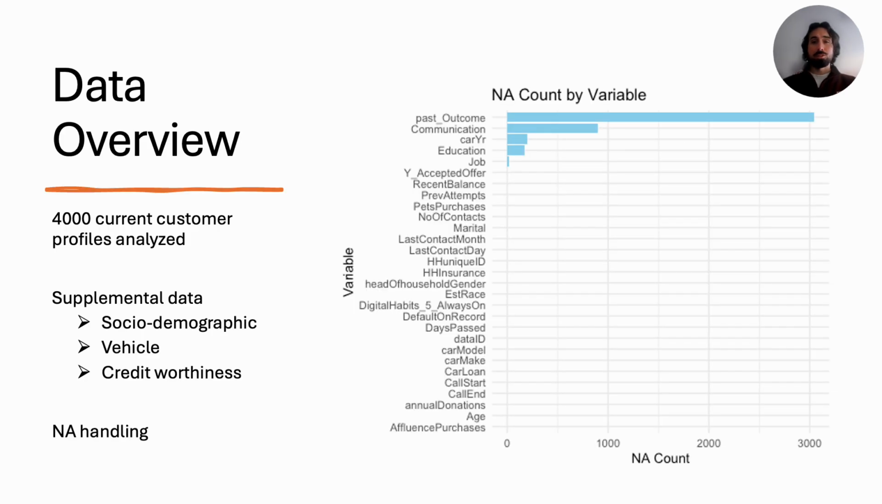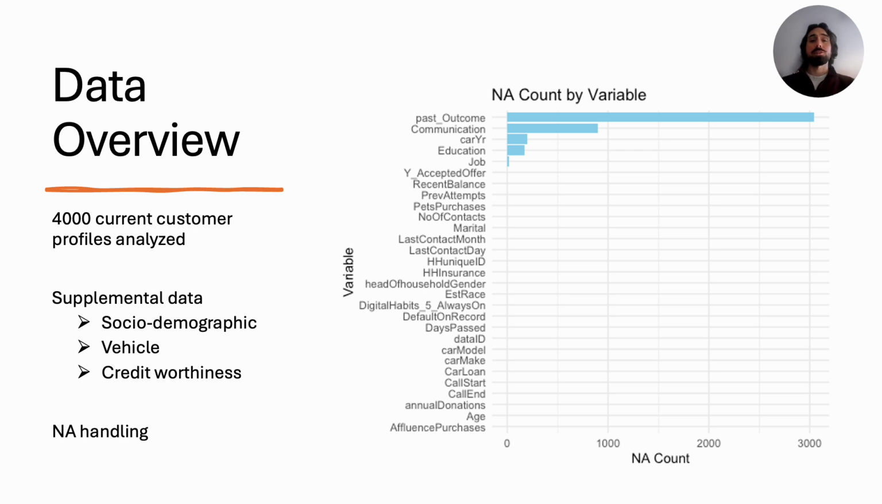Here's an overview of some of the data variables that we used to build out our different testing models. We used data on 4,000 of our current customers to train these models. Data included a current customer list that had results on the most recent marketing offer, as well as past offers from our marketing department. Supplementary data tables were also used to enrich the data. These included customer data on sociodemographics, vehicle information, and creditworthiness.